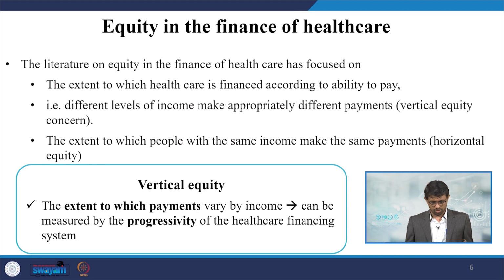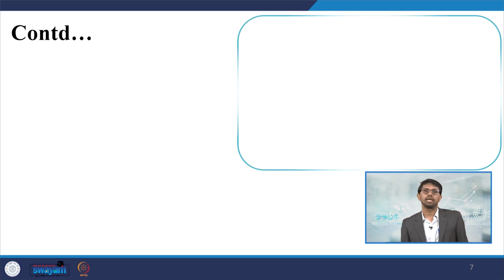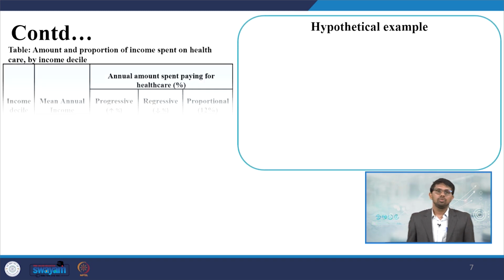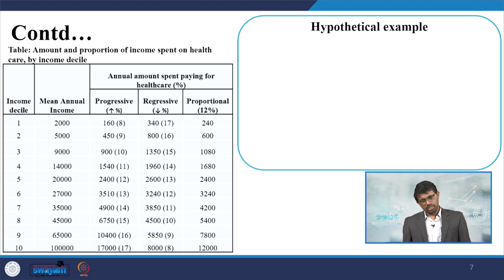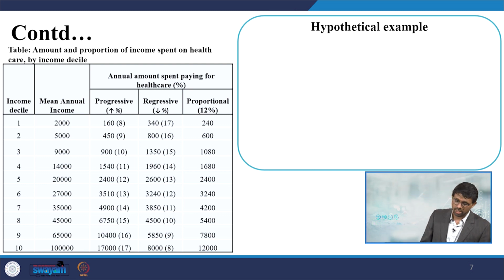So, vertical equity is the extent to which payments vary by income and can be measured by progressivity. The progressivity of the healthcare financing system is called vertical equity. So, we are taking a hypothetical example explaining vertical equity from the progressive, regressive, or proportional spending context as a function of income.